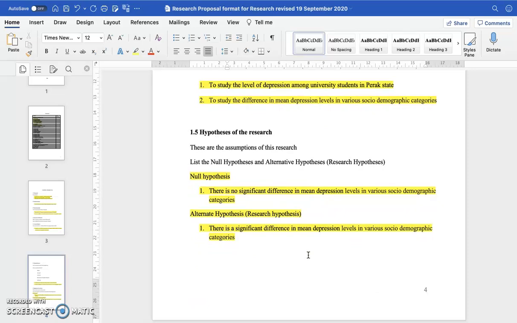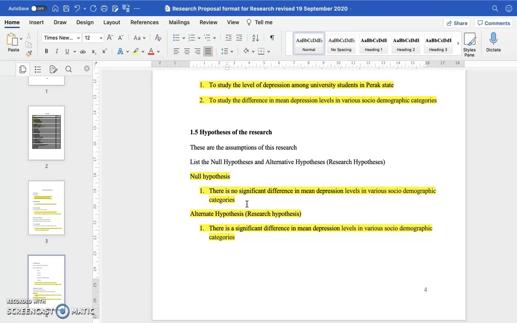Okay. Now we can go to the hypothesis of the research. Hypothesis means the assumptions of this research. There should be two types of assumptions. One is the null hypothesis, another is the alternate hypothesis. Null hypothesis is the assumption that there is no significant difference in mean depression level in various socio-demographic categories.